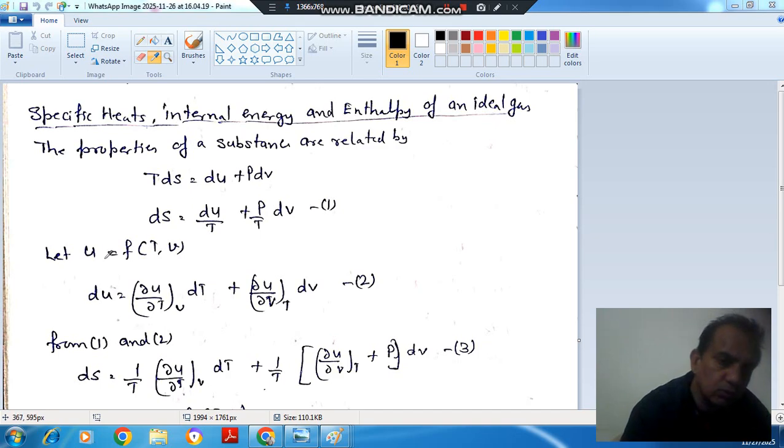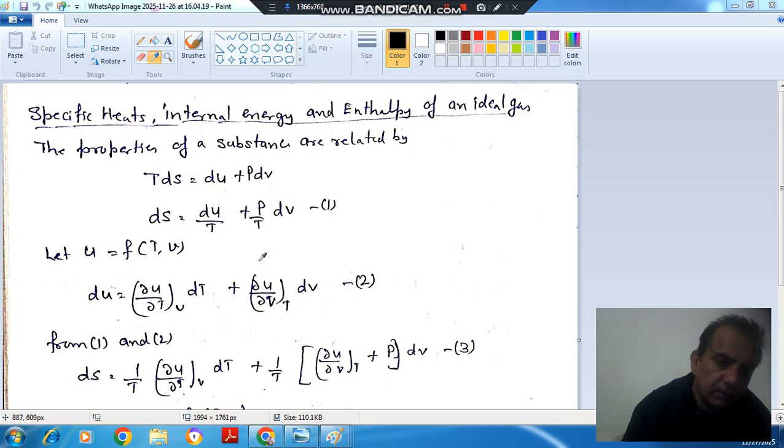Now we can assume u as a function of temperature and volume. Then from the thermodynamic relations chapter, we can write du is equal to (∂u/∂T) at constant V into dT plus (∂u/∂V) at constant T dV. So this is equation number 2.